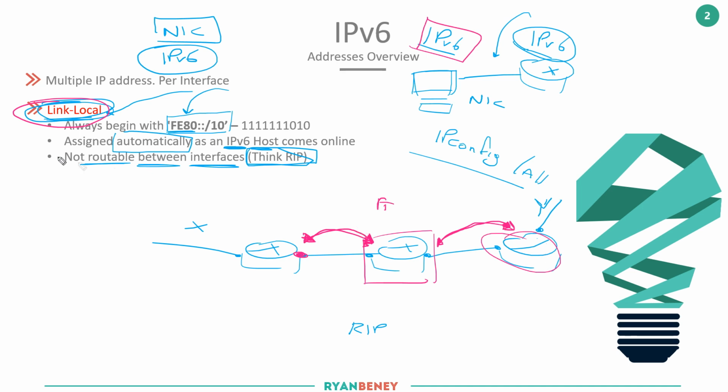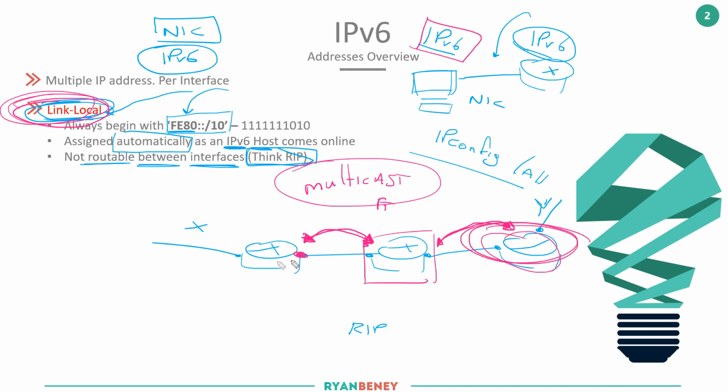Now the source will always be a link-local address. The destination, just like in IPv4, is a multicast address. So link-local is used for any traffic going between devices. It's not used to route. So this router over here will never learn the FE80 of this interface. The FE80 communication happens on a per-link basis.